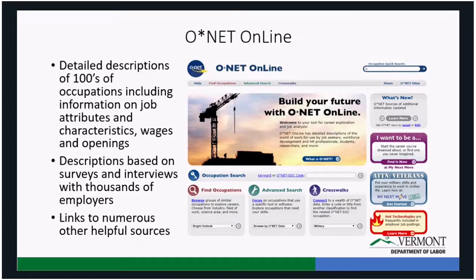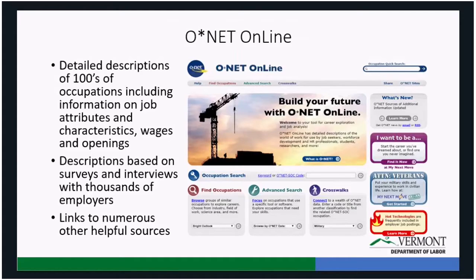job openings nationwide. These descriptions come from surveys and interviews with thousands of employers, and within ONET are links to numerous other helpful resources, including some of the ones we're about to talk about next. But ONET is a good place to start if you're wanting to learn more about a career or a specific occupation.